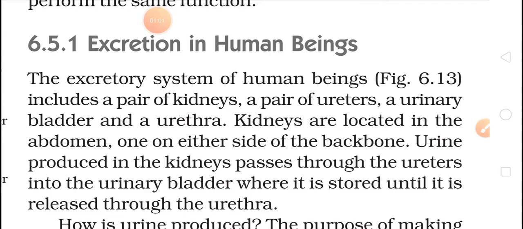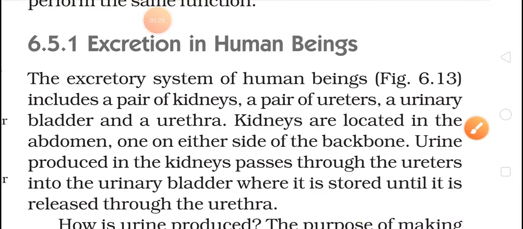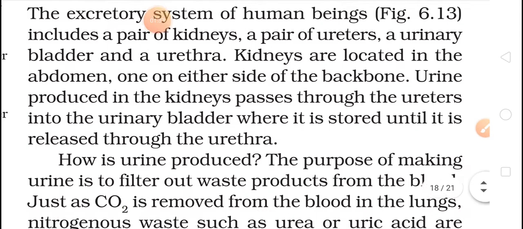Okay, kidneys are located in the abdomen on either side of the backbone. Urine produced in the kidney passes through the ureters into the urinary bladder, where it is stored until it is released through the urethra. Okay, so with the help of excretion, what are we doing? We are producing urine. Okay, and this urine is passed from ureters to urinary bladder to urethra. And when we want to urinate, at that time the urine passes out from our body.